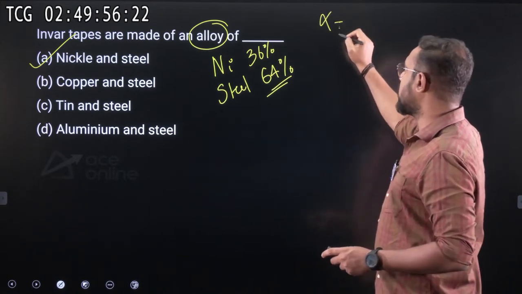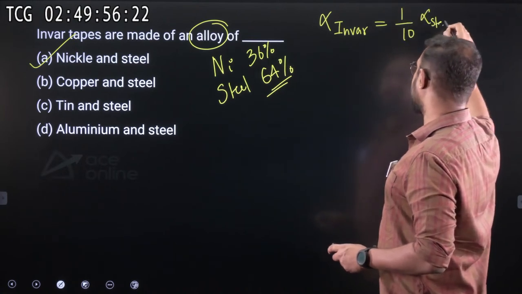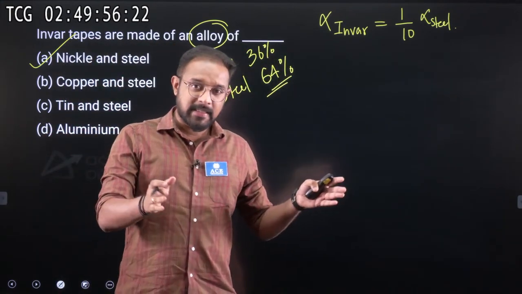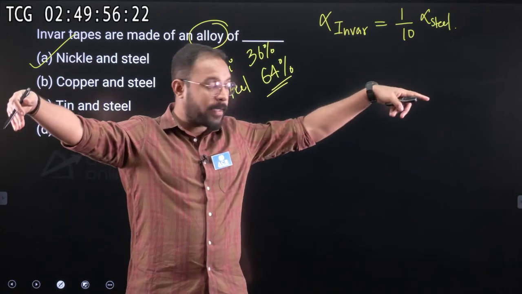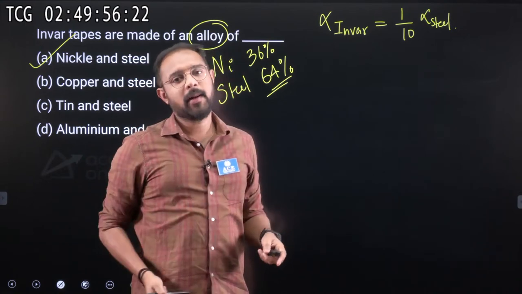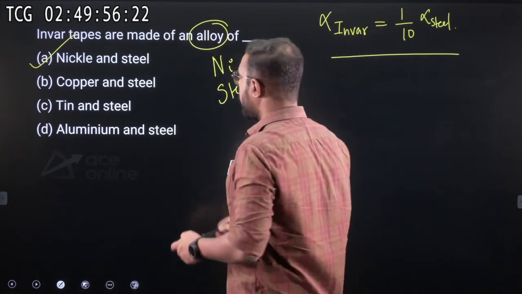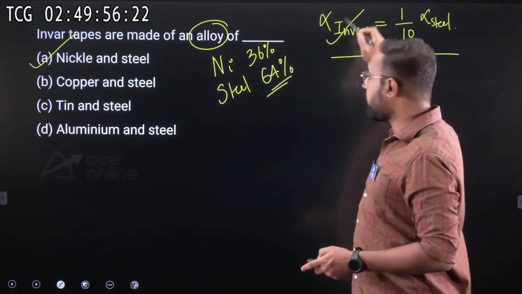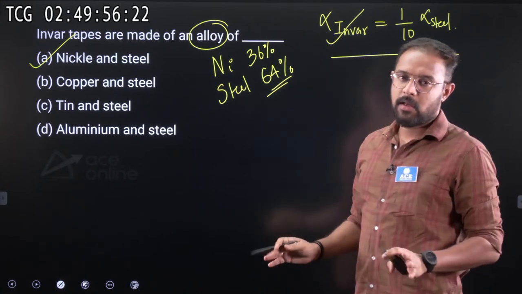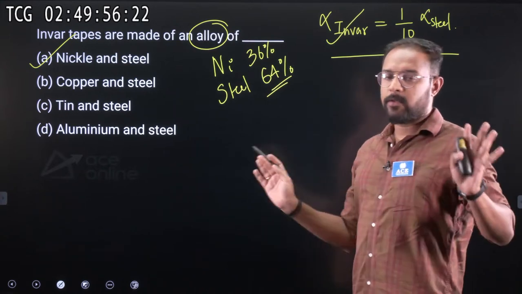So remember, what is the advantage? The coefficient of thermal expansion of invar is only 1/10 of the coefficient of expansion of steel. At a given temperature and gradient, if a steel chain expands by 10 cm, my invar tape will expand by how much? 10/10, 1 cm. It will only expand by 1 cm. That is the idea. That is why we use invar tape whenever high accuracy is required. But it is a soft alloy, it can be easily broken. So for day-to-day rough work, I cannot use it. High accuracy baseline measurements of geodetic survey, I'll use it. For day-to-day rough measurements, I use steel tape.